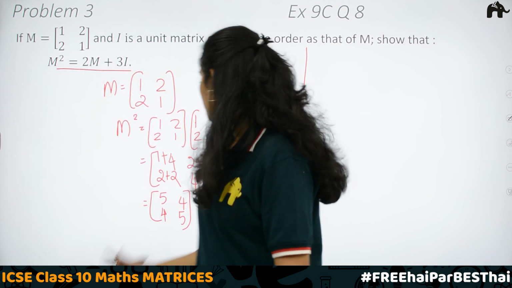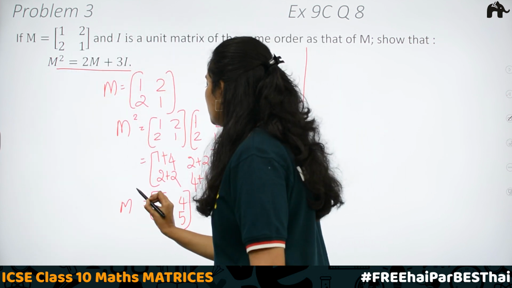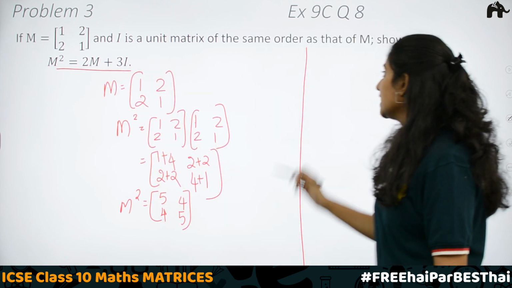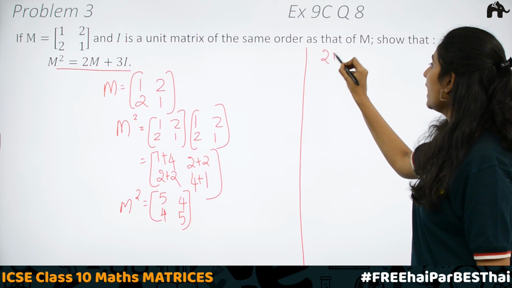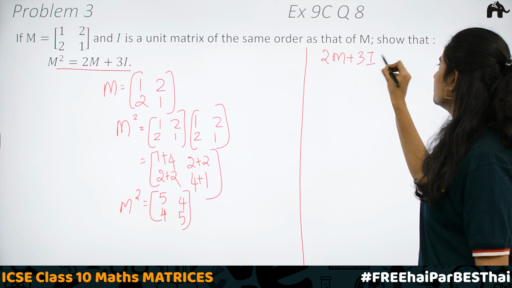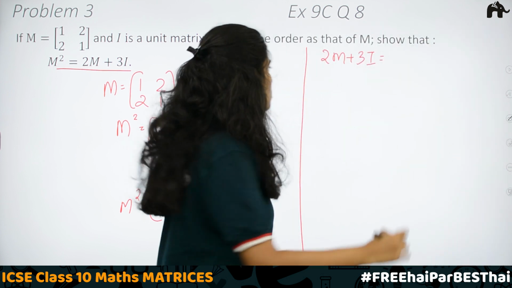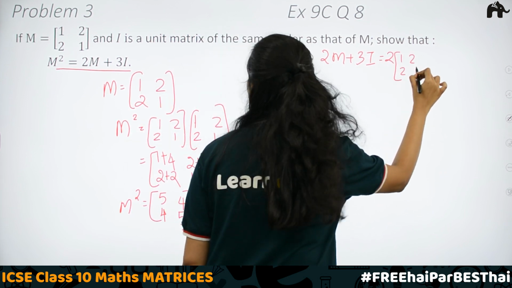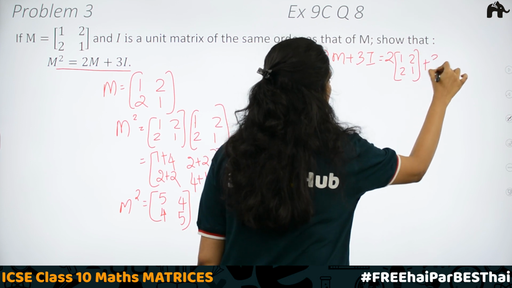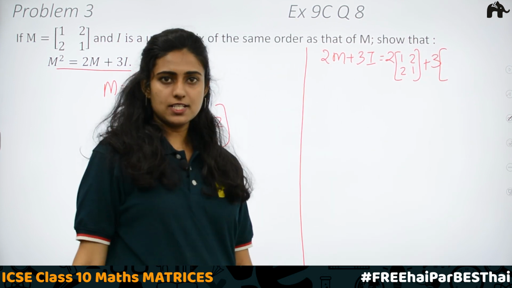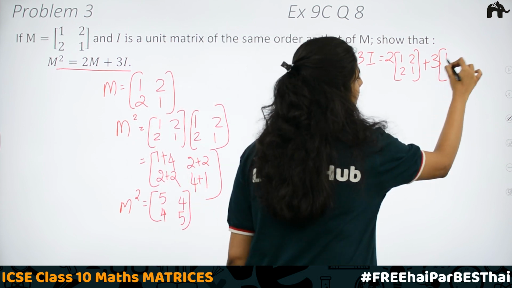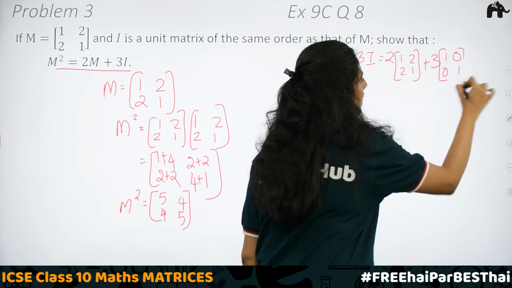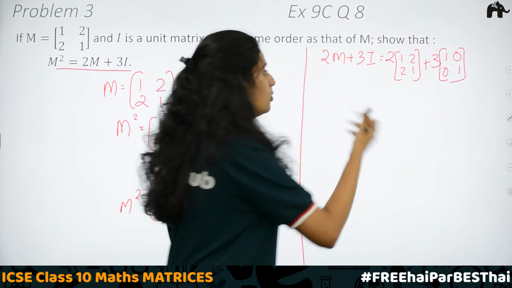5, 4, 4, 5. We got M square, that is the left hand side. Now let's find the right hand side. Right hand side we have 2M plus 3I, that is equal to 2 into M. M is 1, 2, 2, 1 plus 3 into I. What is I? Unit matrix I. Diagonal elements 1 and the non-diagonal elements 0, a diagonal matrix, is what a unit matrix is.